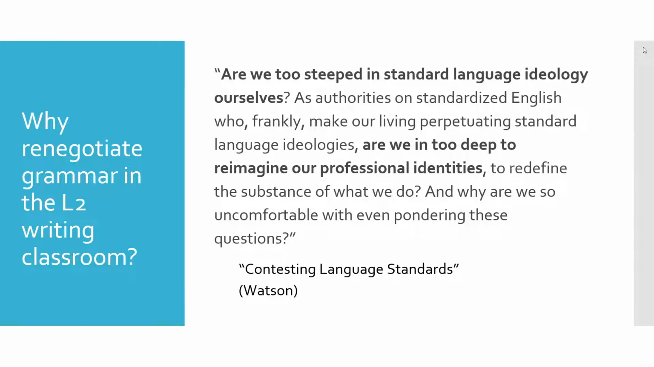It's something I was asking myself, with my connection to being English, having a master's in English and being a language teacher and an English expert: are we too steeped in standard language ideology ourselves as authorities on standardized English, who frankly make our living perpetuating standard language ideologies? Are we in too deep to reimagine our professional identities, to redefine the substance of what we do? And why are we so uncomfortable with even pondering these questions?